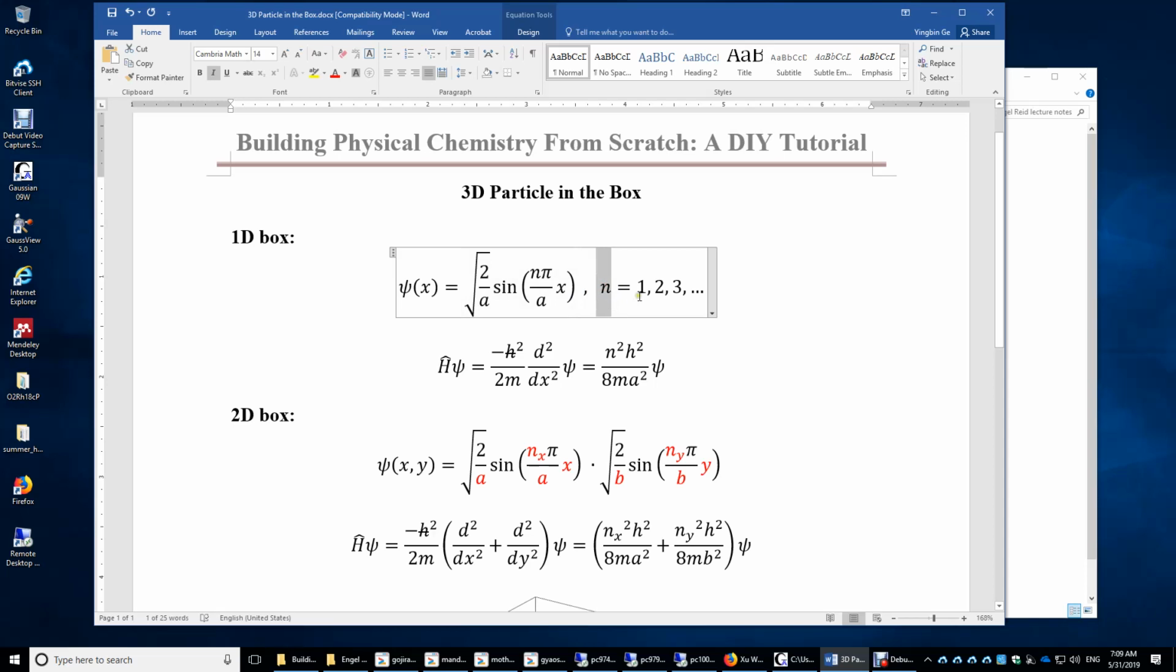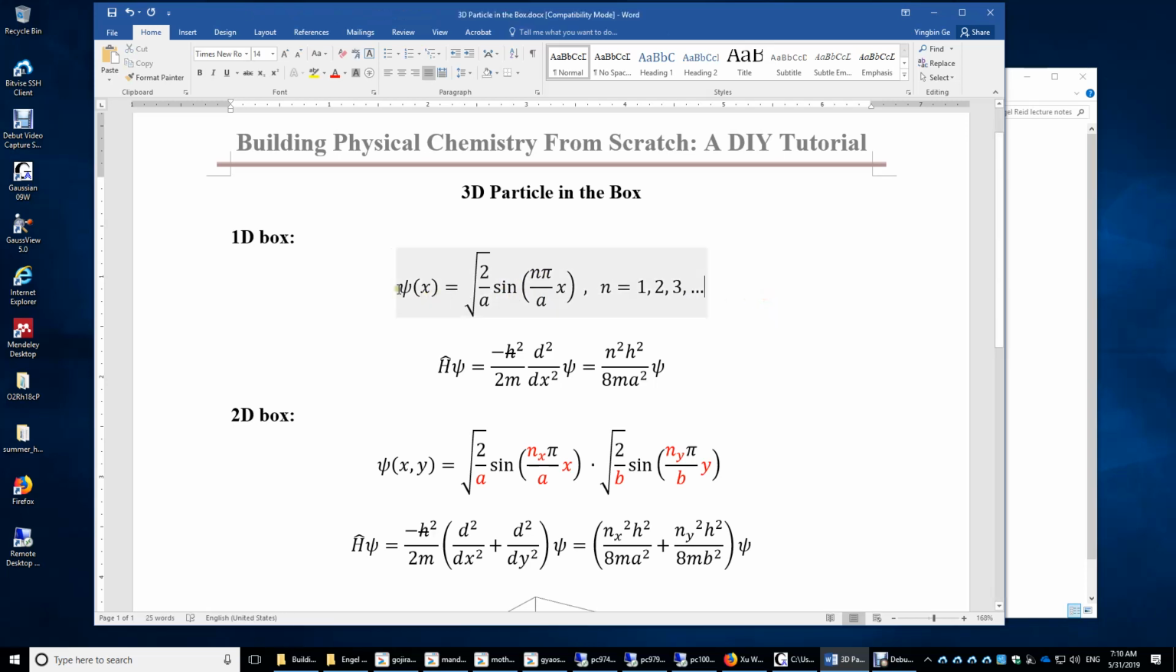n, the translational quantum number, can be 1, 2, 3, 4, and so forth. n cannot be 0, because if n is 0, then you have sine 0. That's 0. That means the wave function is 0, which means the particle disappears.